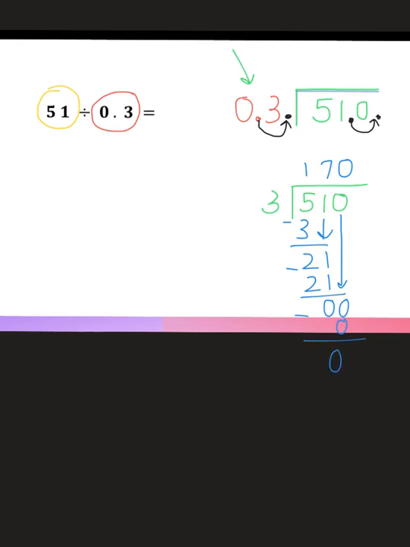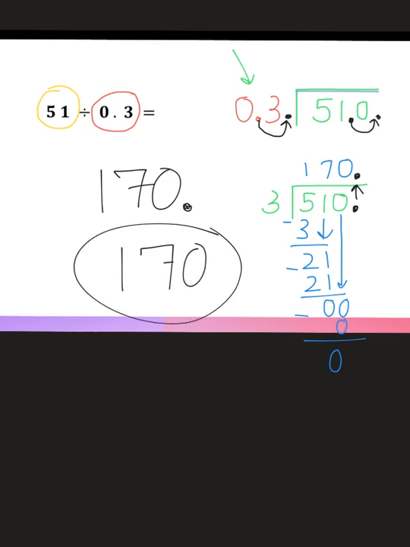So we would be done. When we moved our decimal, remember we moved it so it was after the 0. Final step, shoot our decimal through the roof. So our final answer would be 170 with the decimal at the end, which we know just means whole number 170. Done.